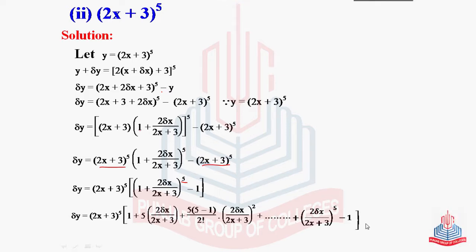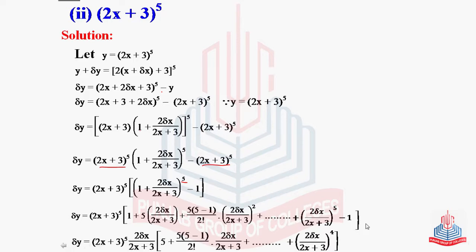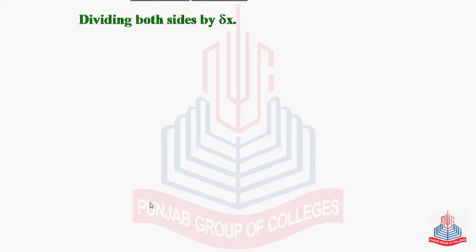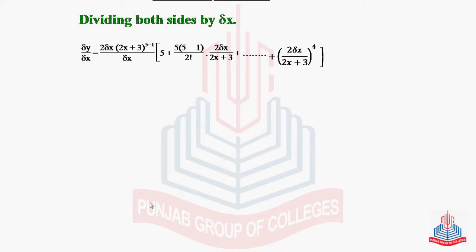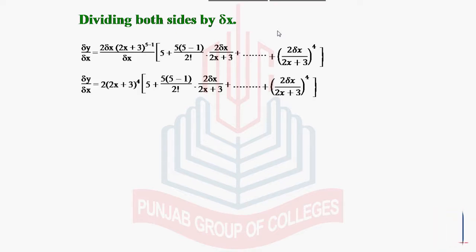Now this plus 1 and minus 1 will cancel out, and the remaining portion is (2x plus 3) raised to the power 5 times 2 delta x over 2x plus 3, and the rest of the terms are the remaining portion after cancelling this one. Now dividing both sides by delta x, delta y over delta x is equal to (2x plus 3) raised to the power 5 times [2 over 2x plus 3, plus the remaining terms]. Due to the common base, the powers will be combined, and this is the division by delta x, and this bracket portion will remain the same. Now delta y over delta x, after simplification, this delta x will be cancelled out: 2 into (2x plus 3) raised to the power 4, and this one is again the same thing.